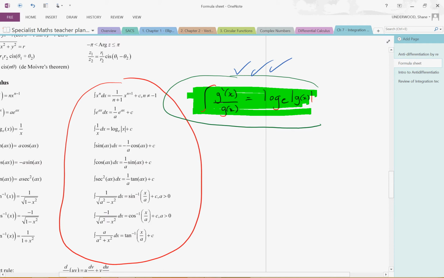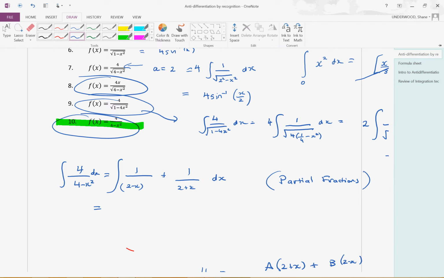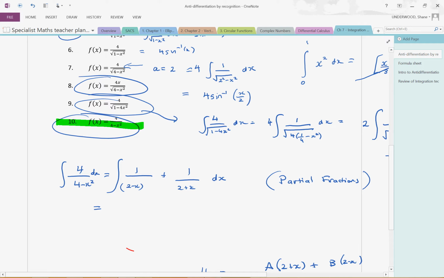this is looking a bit more handy now because I've got g of x and I've got the derivative on the top. So you can see there that the derivative on the top is the derivative of 2 minus x, which is minus 1. So all I have to do is anti-differentiate just that by recognition, and that is minus log e of the absolute value of 2 minus x and plus log e, this is an absolute value sign by the way, of 2 plus x. Technically the plus c as well.